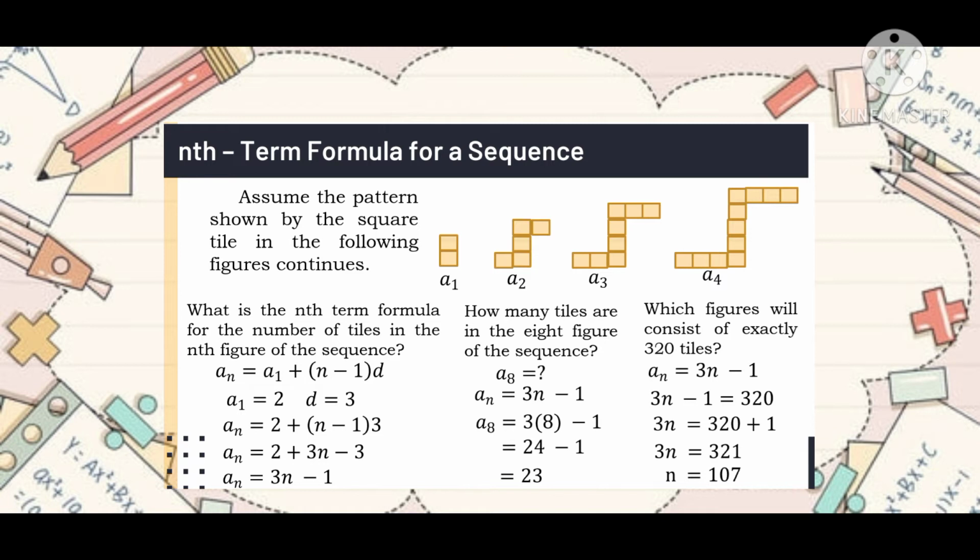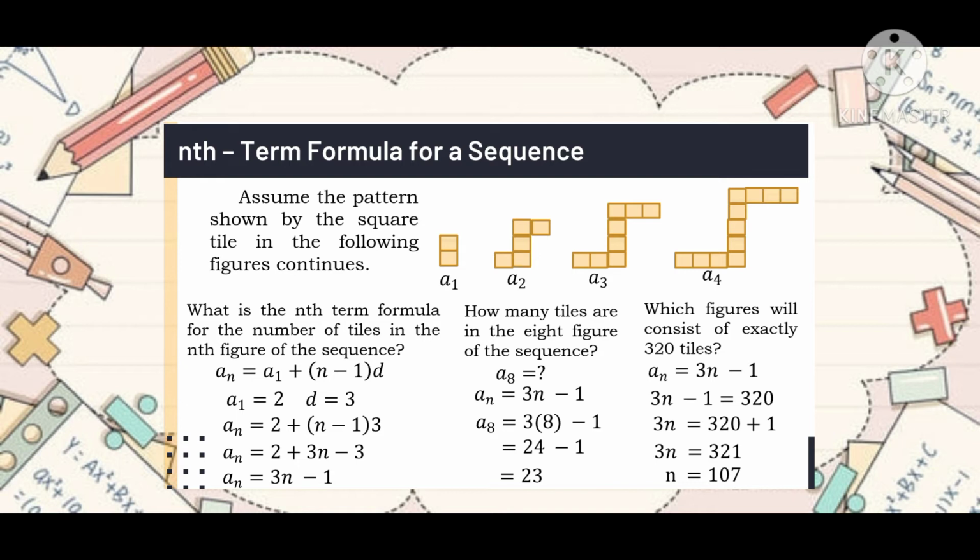Therefore, ang ating sagot sa end term formula for the number of tiles in the end figure of the sequence is a sub n is equal to 3n minus 1. And for our next problem, how many tiles are in the 8th figure of the sequence? So we're just going to use the 3n minus 1.